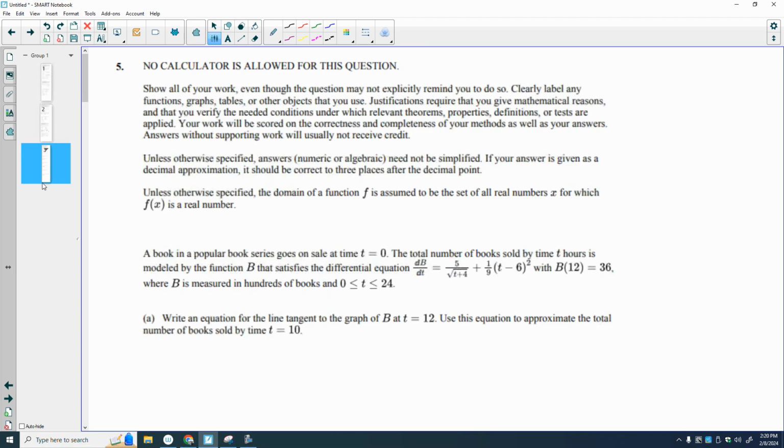Question 5. In a popular book series, we have that equation that represents the rate of change. Question A, write an equation. Here we go again. Write an equation. So dB dt, I need a rate of change. I need my slope. Hopefully we're getting good at this. Find the tangent line at time equals 12. So dB dt at time equals 12. Plug in 12. That's not a 5.